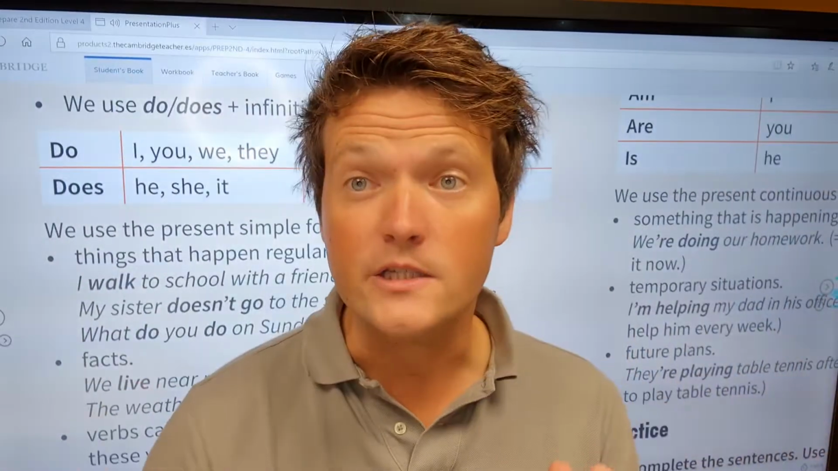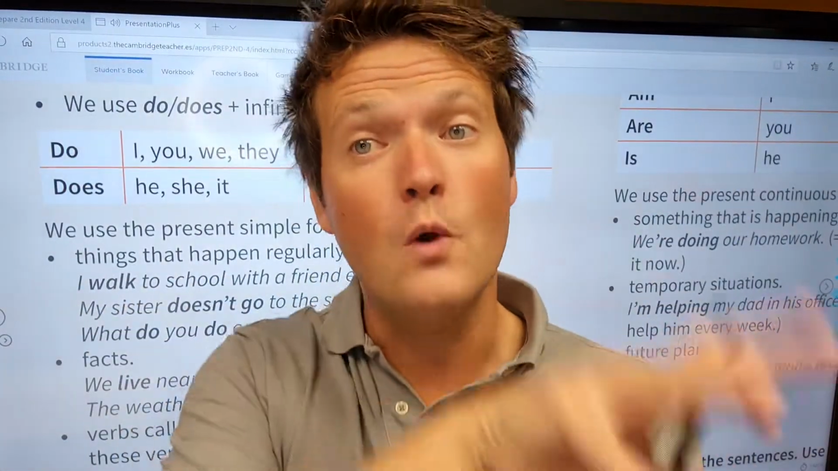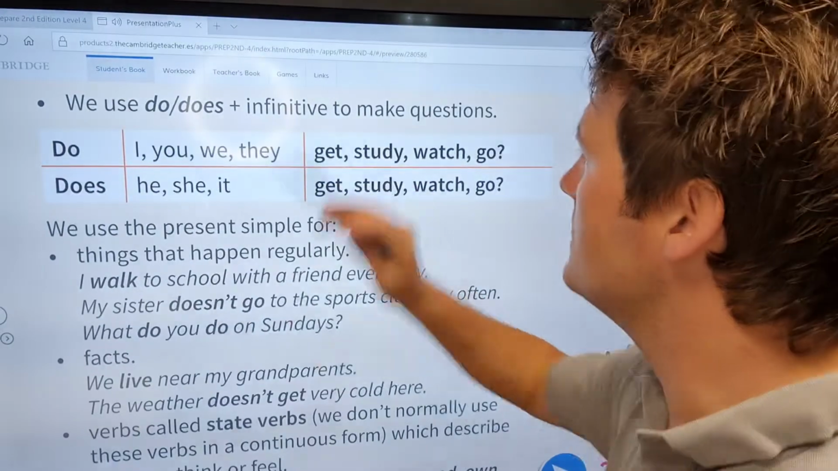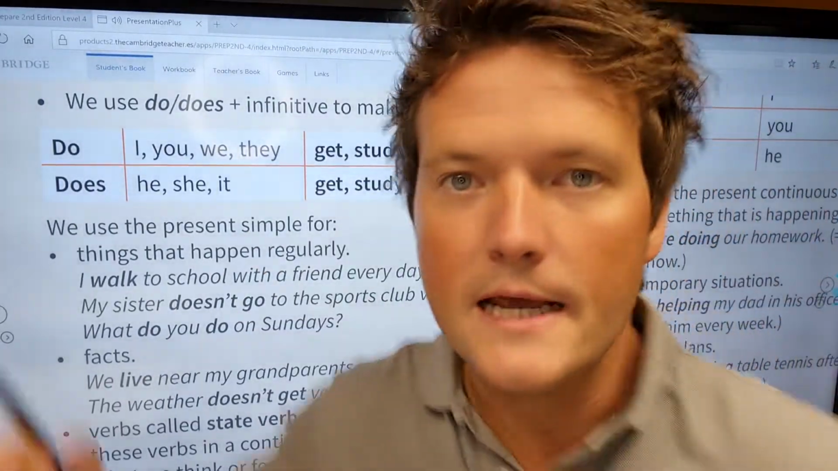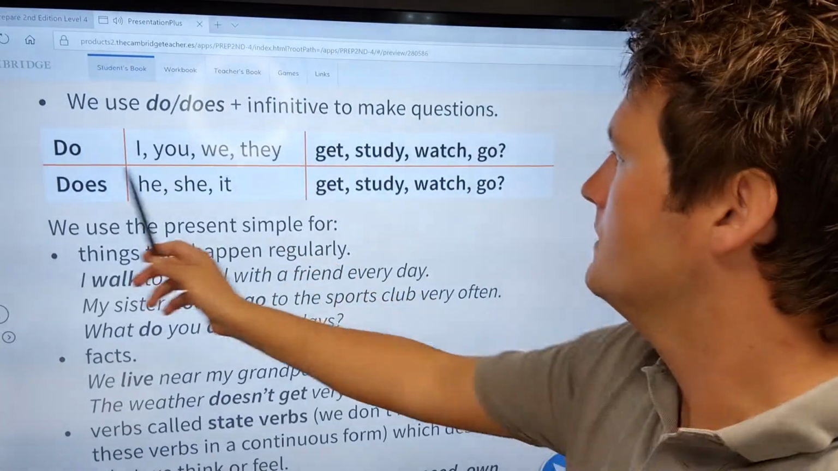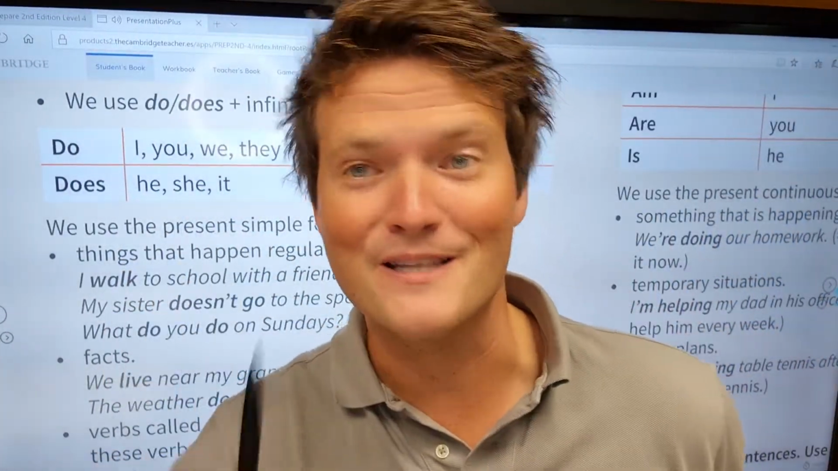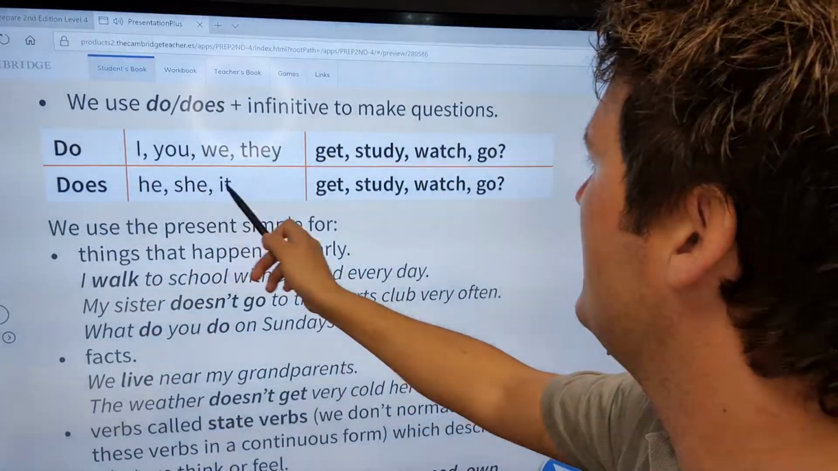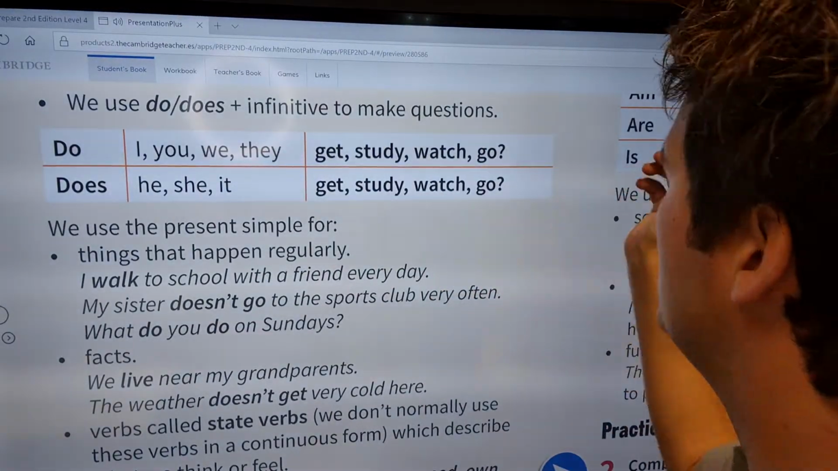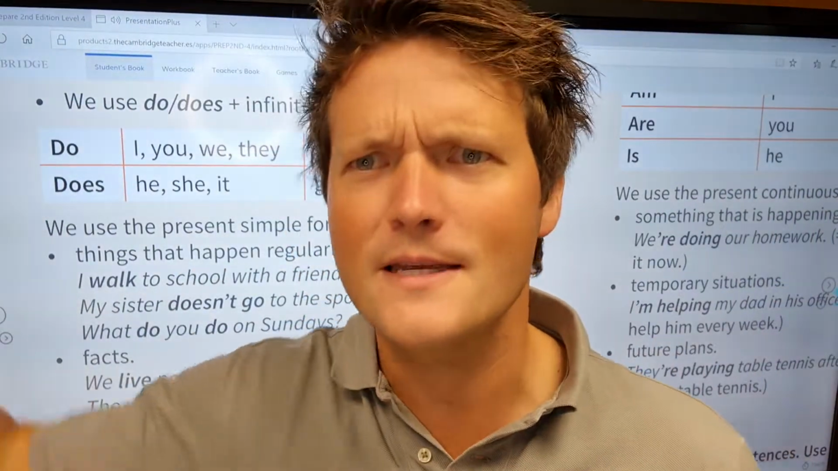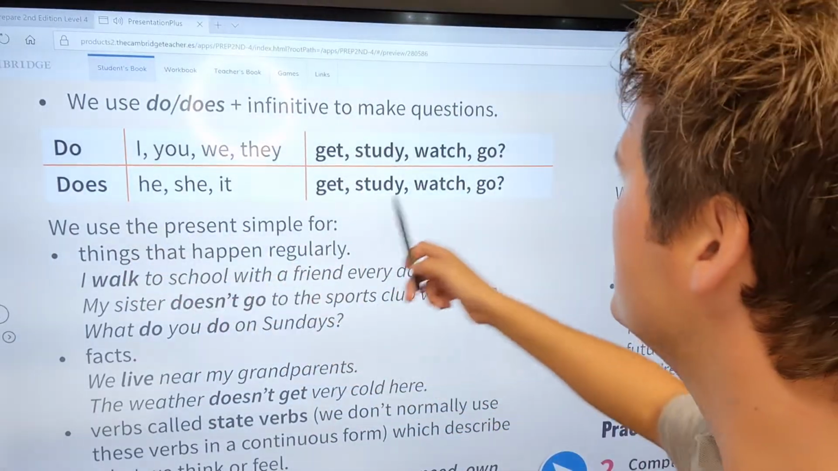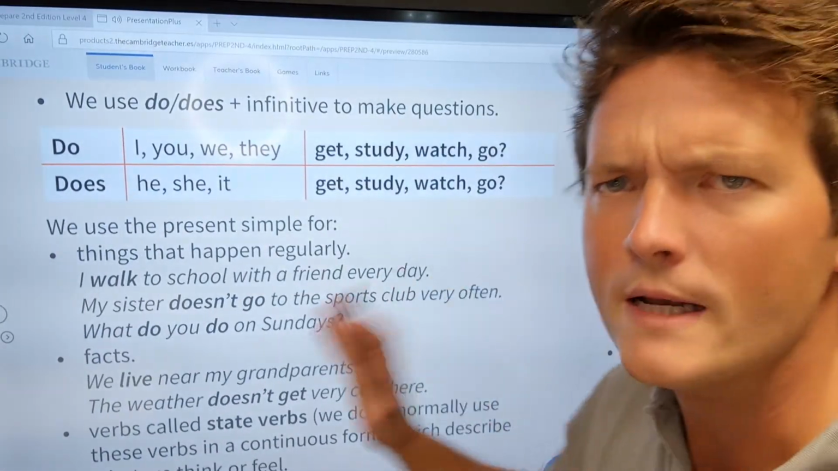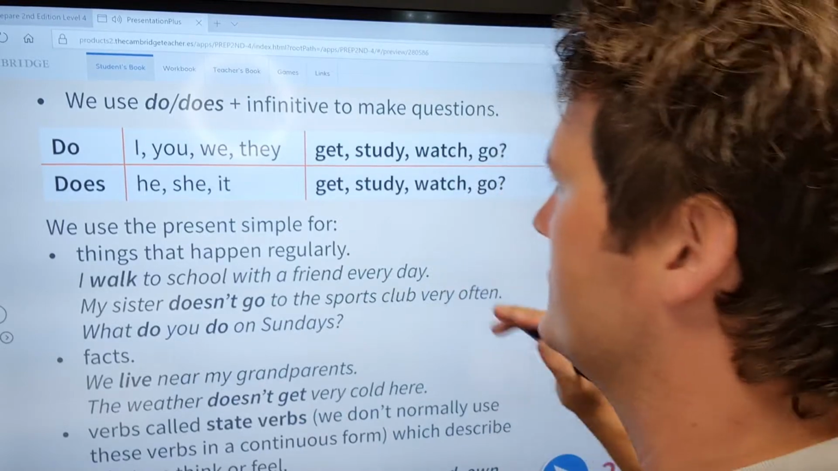And then for making questions, we use do. We put do before the subject of the sentence. So I can say, do I study? Do you watch television? But if I'm asking a question about a third person, about him or her or my television, we use does. Does your car go fast? Does it go fast? Does she study a lot? I think that should be relatively easy to understand.